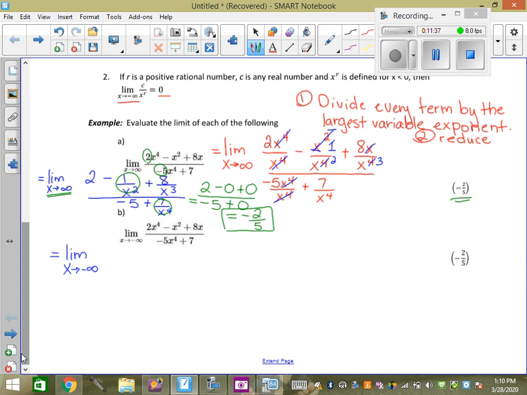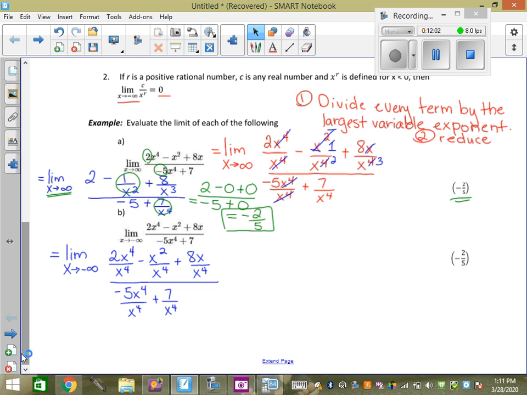So we're going to get 2x to the 4 over x to the 4, minus x squared over x to the 4, plus 8x over x to the 4, over negative 5x to the 4 over x to the 4, plus 7 over x to the 4. Once again, they cancel just like we did.